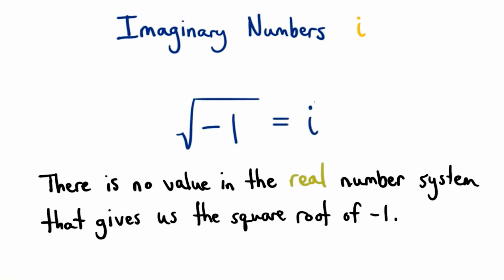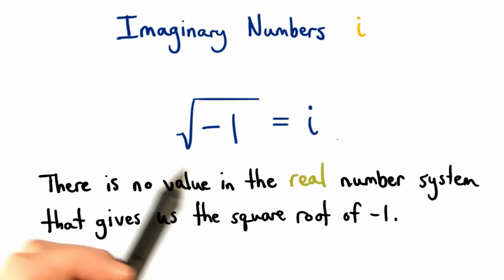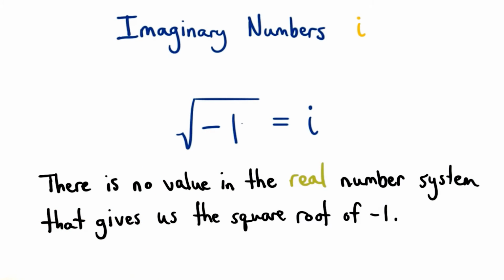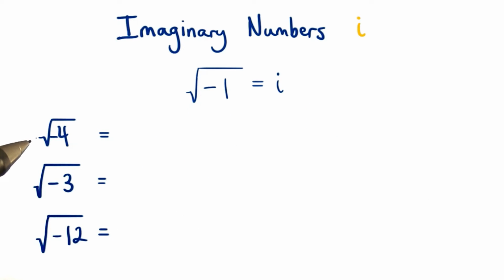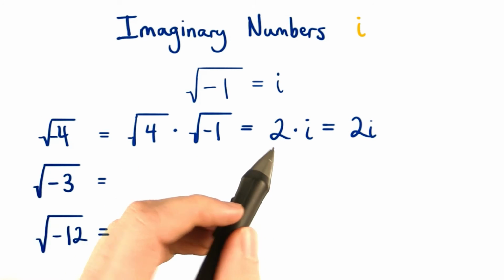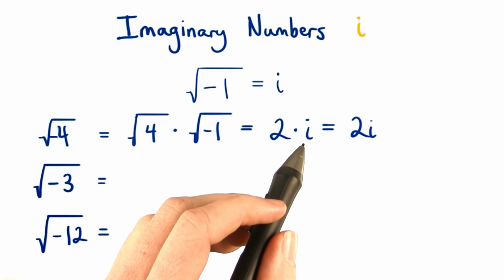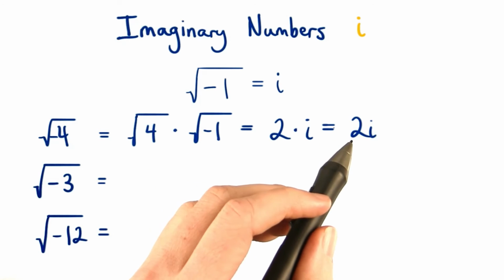It turns out that we define it as i, an imaginary number. i allows us to take the square root of negative numbers. For example, if I wanted to take the square root of -4, I would split this radical up into the square root of -1 and the square root of 4. We know that the square root of 4 is simply 2, and the square root of -1 really equals i, our imaginary number. So we get a product of 2i.